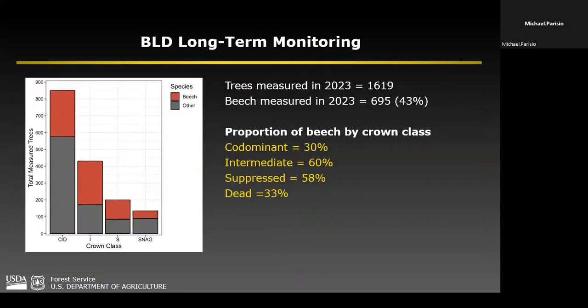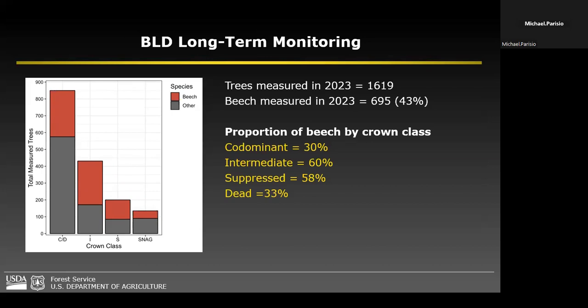So this is just a quick snapshot of what was measured last year. Within these plots, they're not big plots, they're 1/10 of an acre. But we measured 1,600 mature trees. Of those, 700 of them were beech, so about 43% beech by basal area. These aren't like FIA plots, they're not randomly located. We are targeting areas where there are beech so we can measure the response variables that we're interested in.